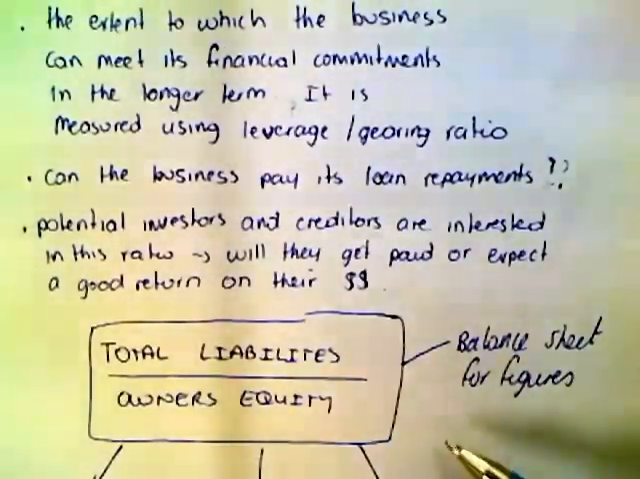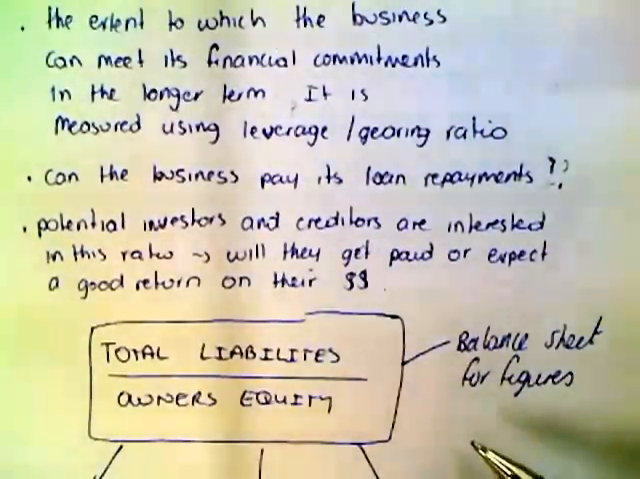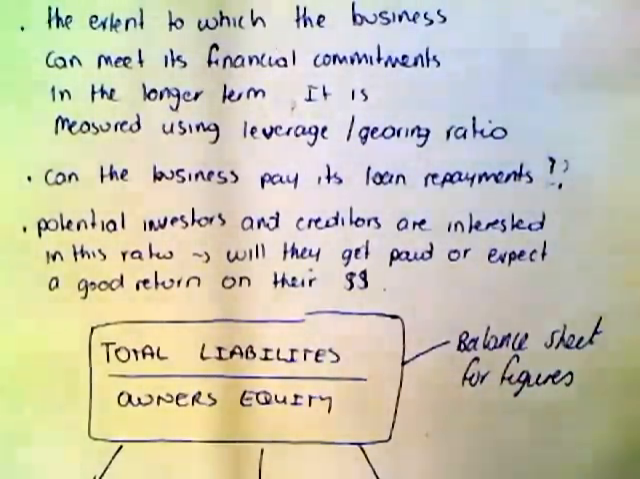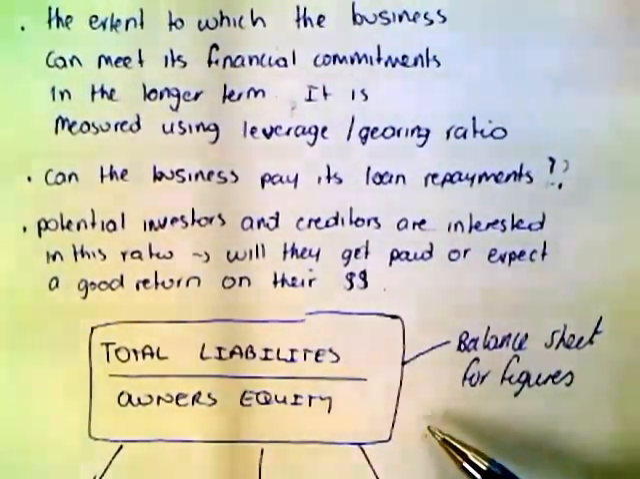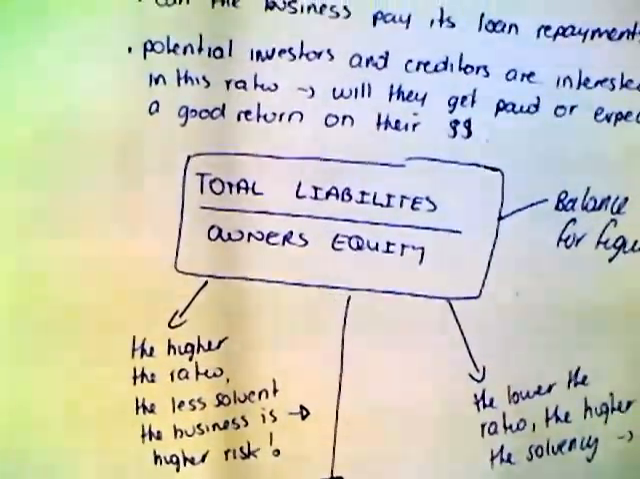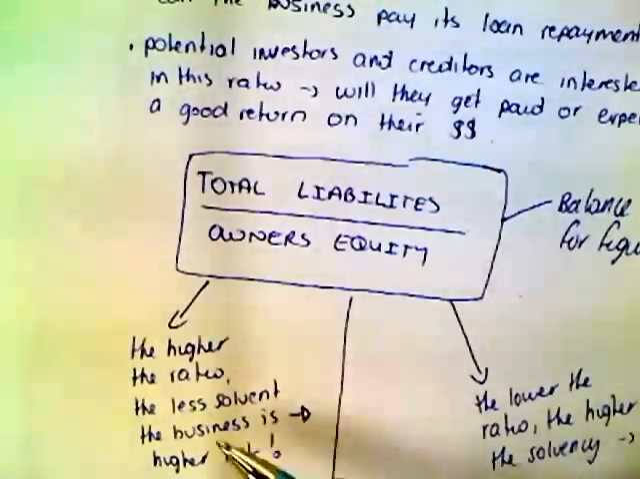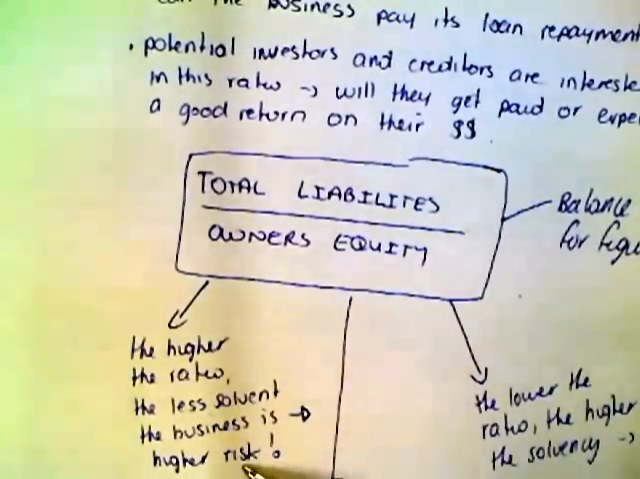Now, once you've calculated your solvency ratio, it is expressed as a ratio. So don't put it as a percentage. Now, it's one thing to calculate it. It's another thing to interpret it. So if we look down here, gentlemen, the higher the ratio, the less solvent the business is. In other words, the higher the ratio, the more risk, because it means you're borrowing a lot more money.